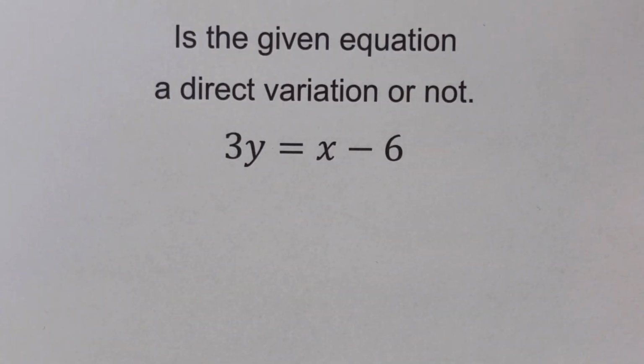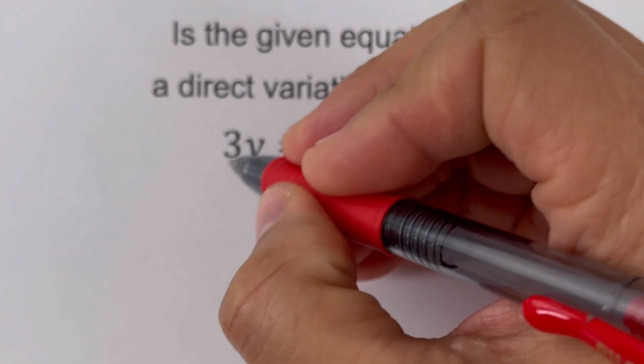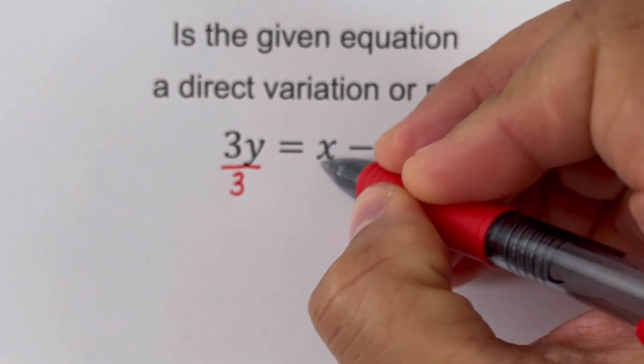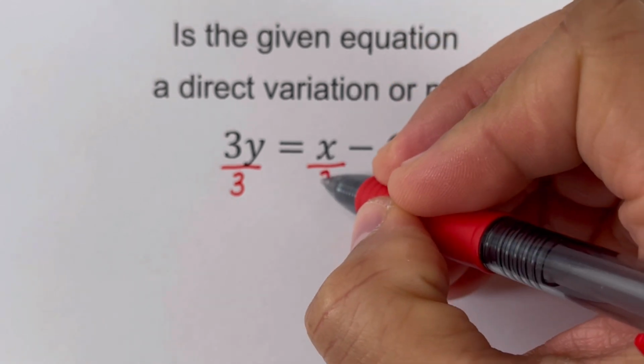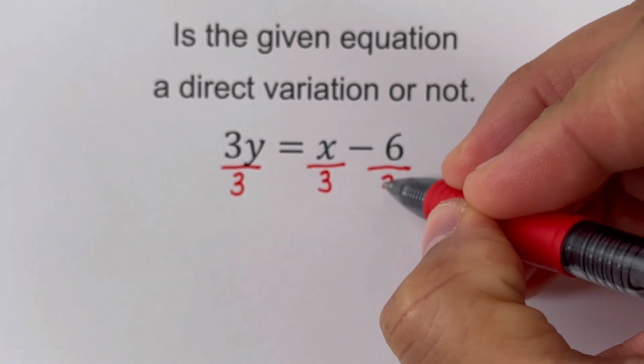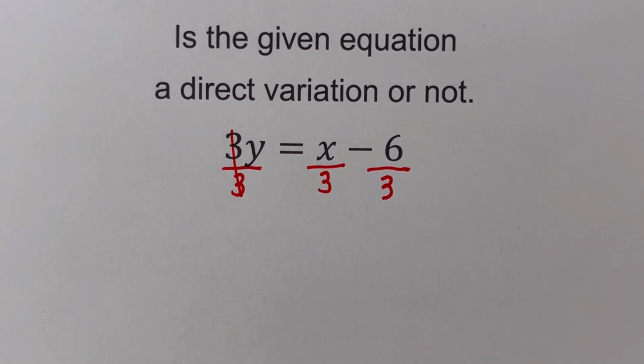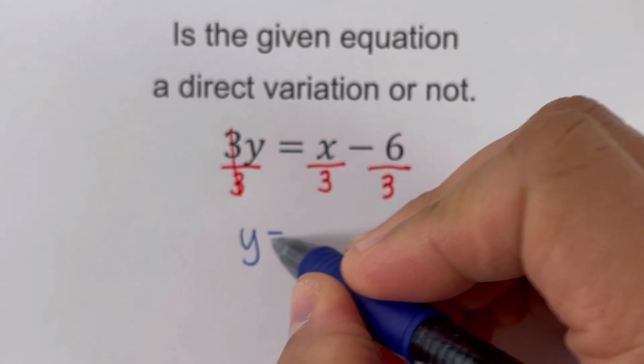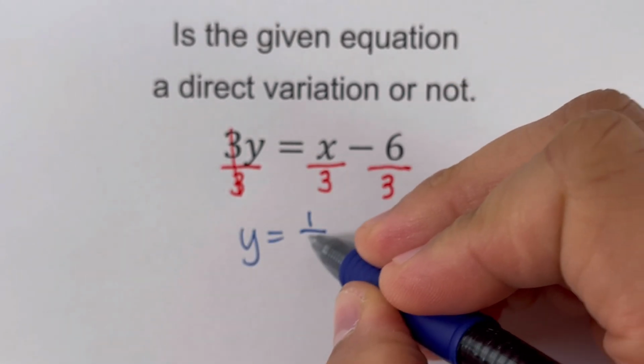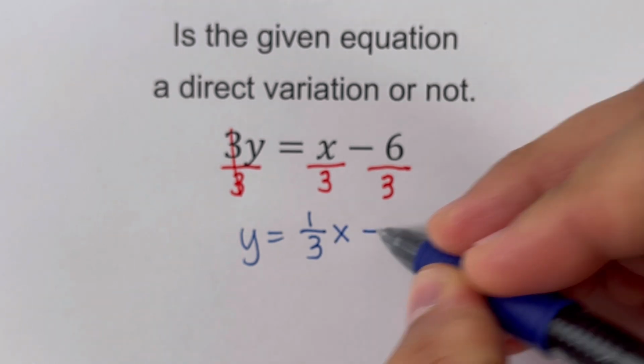Okay, again, we remember that we can tell if it's a direct variation or not by setting up y by itself and then figuring out if it's in the form y equals kx. Since 3 goes with y here, we're going to divide both sides by 3 so that we can isolate y by itself. So divide each of them by 3. Then we can cross this out. We are left with y equals 1 over 3x minus 2.